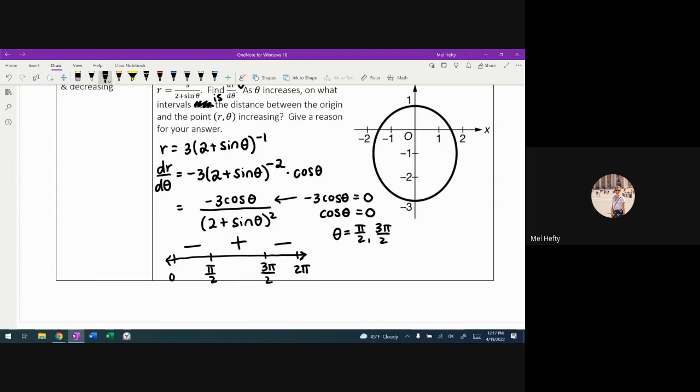All right, so you tell me, what's the answer to this question? As theta increases, on what interval is the distance between the origin and the point increasing? Increasing on pi over 2 to 3 pi over 2. I'm going to use hard brackets because we're talking increasing and decreasing. And it says justify or give a reason, so why did we choose that? Who is positive? dr d theta is greater than 0. Answer.